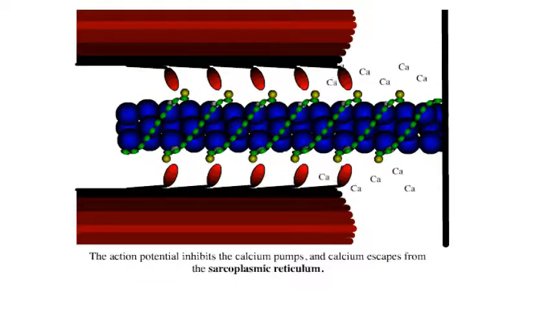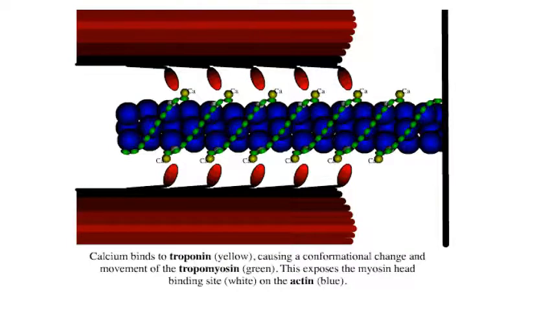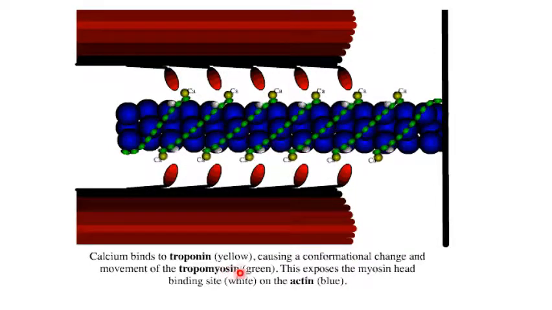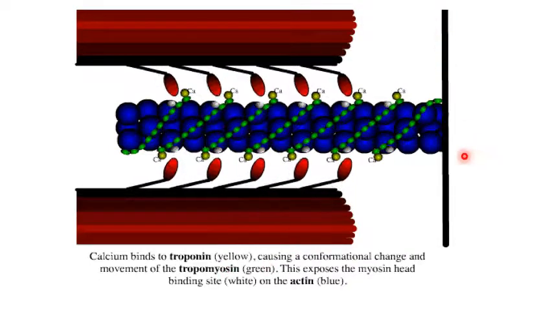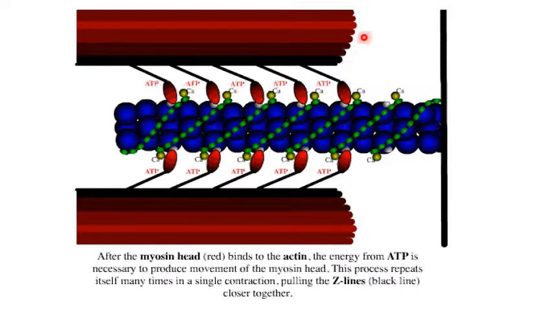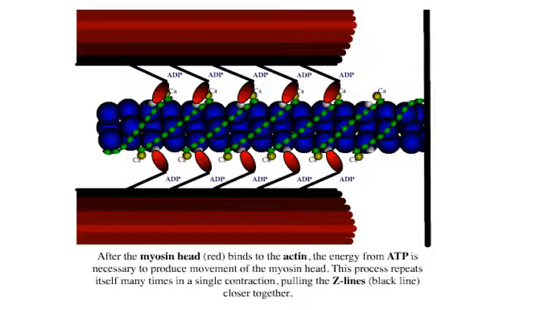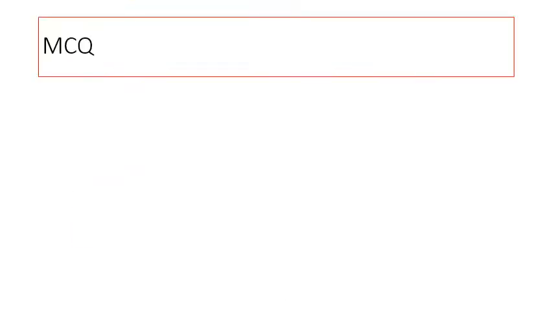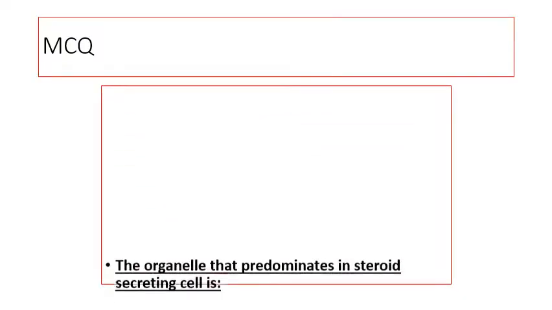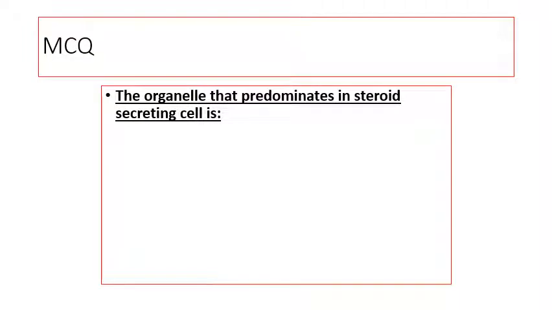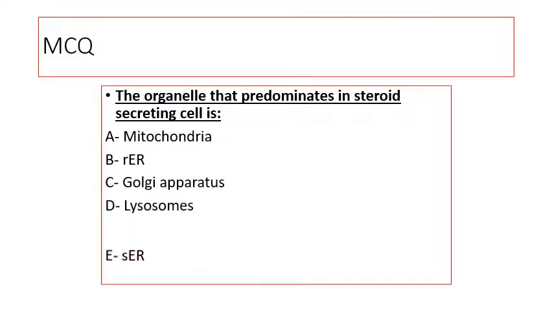Here is the calcium that is pumped from the smooth endoplasmic reticulum that helps in movement of myosin over actin. This is what's called the Z line, and this is actin, and this is the myosin pulling the actin inwards, making contraction. The organelle that predominates in steroid-secreting cells is the smooth endoplasmic reticulum.